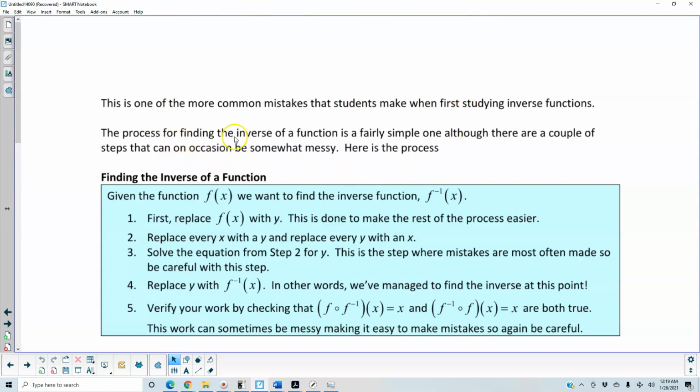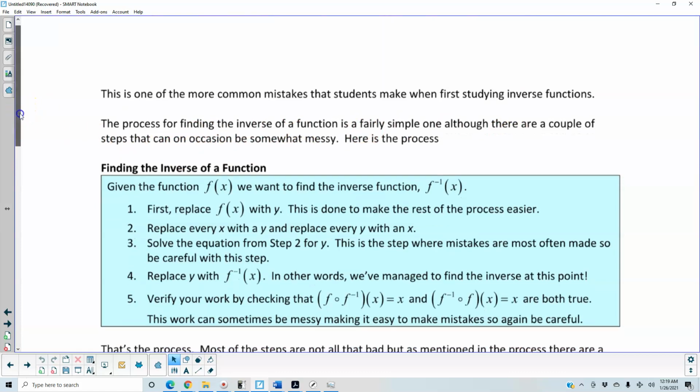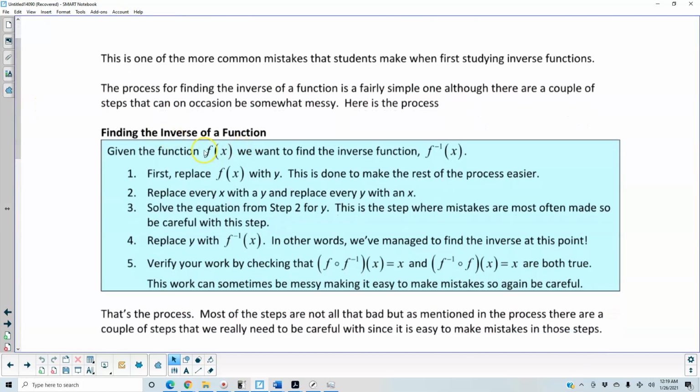The process for finding the inverse of a function is fairly simple, although there are a couple of steps that can on occasion be somewhat messy. So here is the process. Finding the inverse of a function. Given the function f of x, we want to find the inverse function f inverse of x. Step 1, we first replace f of x with y. This is done to make the rest of the process easier.